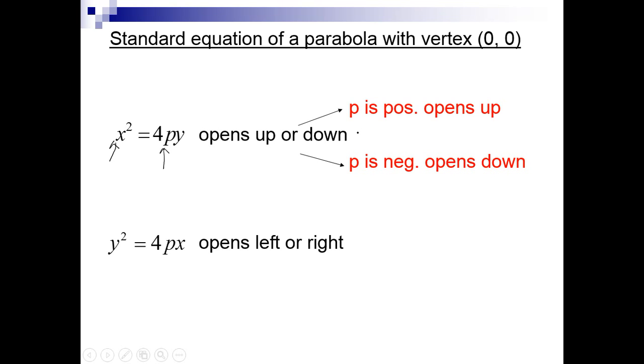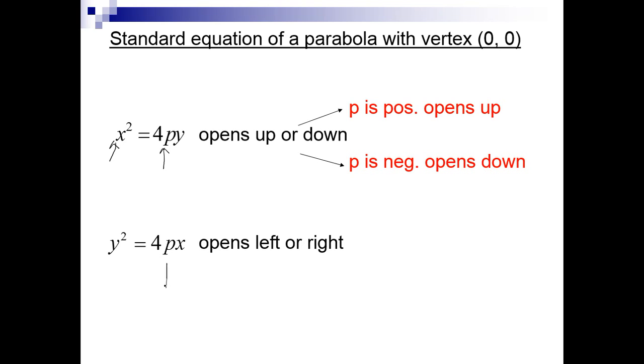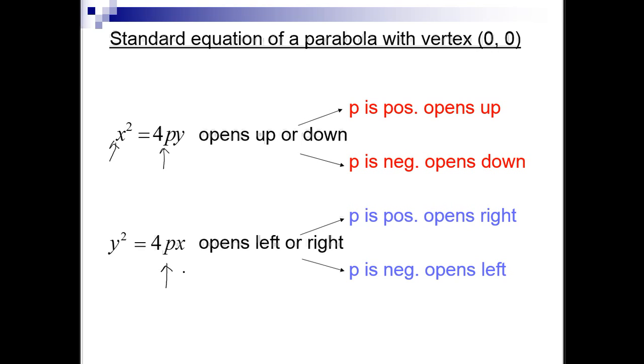Now, y squared, to know if you're going to open left or right, you are going to look at this p-value. If this p-value is positive, you're going to open to the right, which makes sense. We always think of right on the coordinate plane to be positive. If p is negative, you're going to open to the left. So if I have an opening right, my parabola is going to look something like that. If I open to the left, I need to have a parabola something like that.